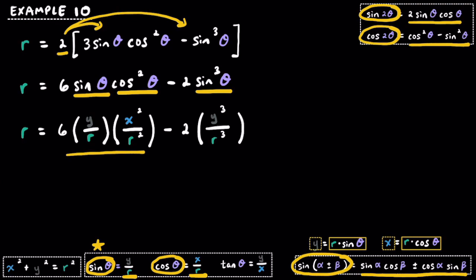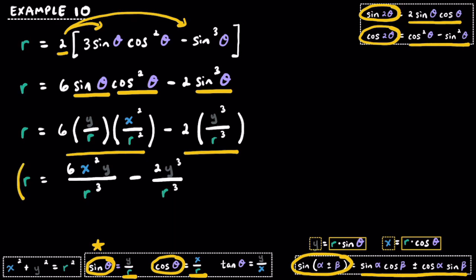Multiplying this mess together on the left side, we're going to have r is equal to, I think this is just going to be 6x squared times y. I think that's the entire numerator. And that's going to be all over r times r squared, and that's going to be r cubed. Okay? And cleaning up this right term a little bit, 2 times the y cubed on top is going to be 2y cubed in the numerator, and that's going to be over r cubed in the denominator.